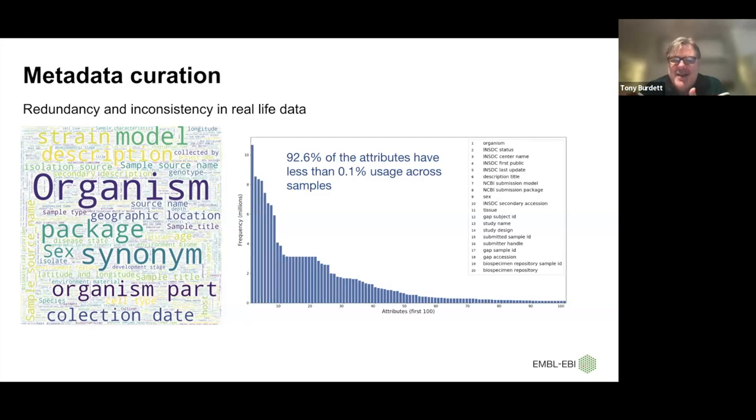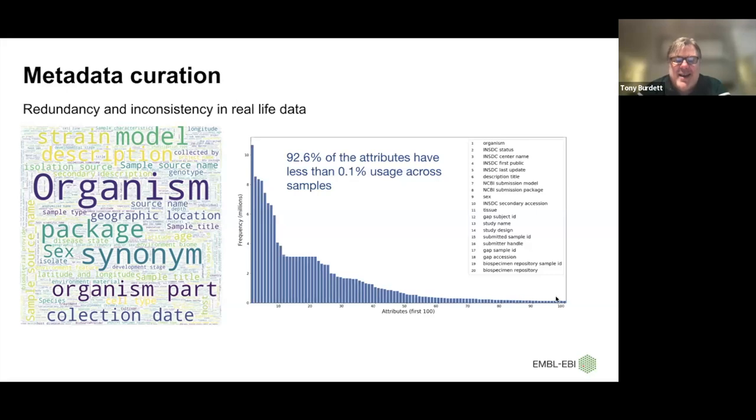Things that people tend to commonly use also describe the tissue or the source of the sample, where it was taken from, the sex of the individual if it's available, whether that's a patient or an animal, and some other details like secondary accession numbers. These sorts of things are really common. You can see some of the big ones in this word cloud, the organism part and the organism sex, that feature highly on here.